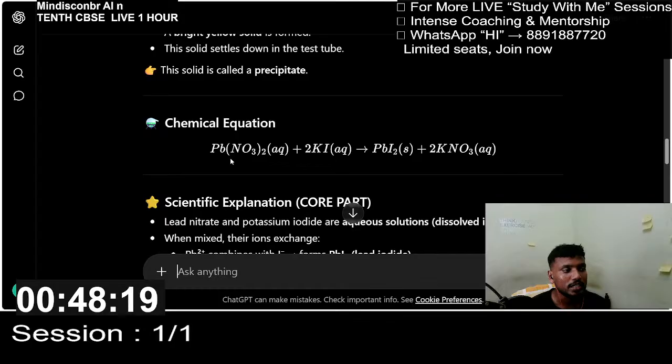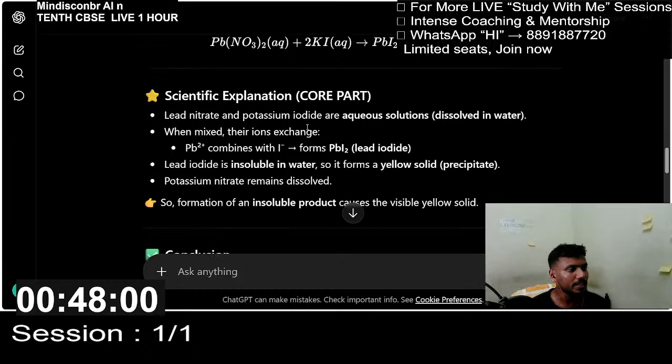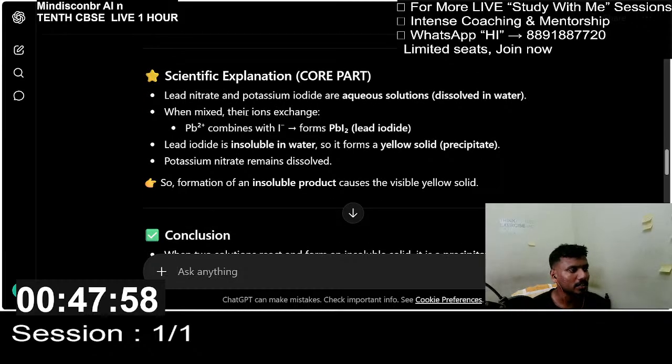Pb(NO3)2 aqueous plus 2KI aqueous gives PbI2 solid plus 2KNO3 aqueous. And here the formed solid substance is yellow in color and it is called a precipitate. PbI2 is a precipitate. Scientific explanation: lead nitrate and potassium iodide are aqueous solutions that are dissolved in water.